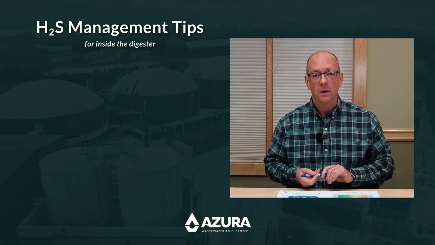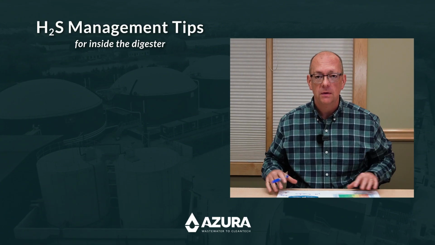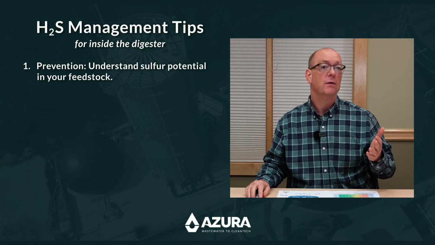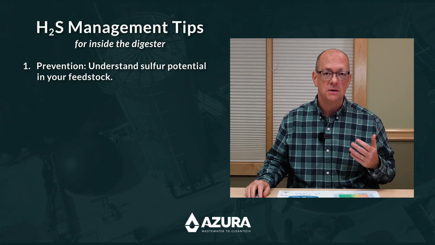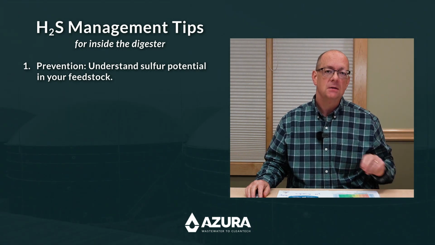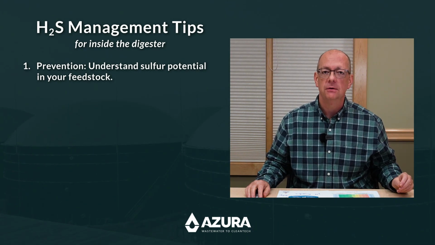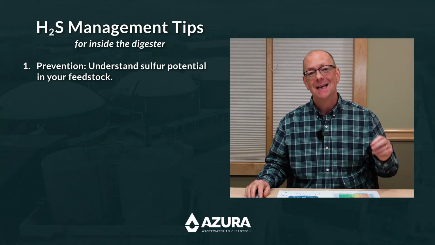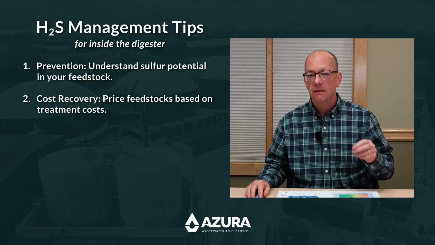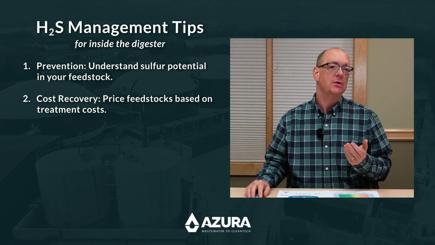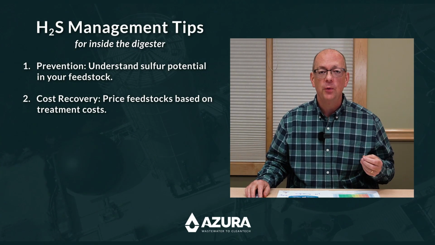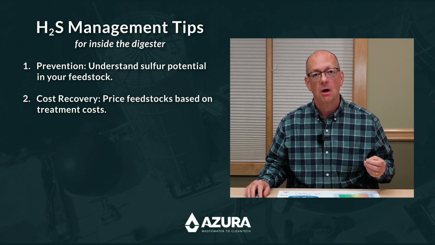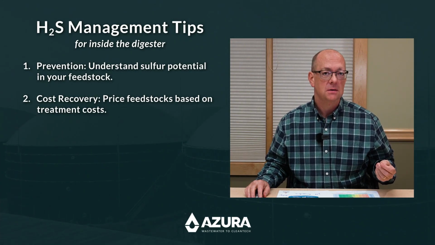So what do we do about that? Well, there's a few things we can do. First off is prevention. Prevention is almost always the cheapest way. So understanding the sulfur potential in your feedstock. The second thing you can do is if you have sulfur in your feedstock, make sure you're pricing that appropriately so you can recover that cost of treatment from your customer.